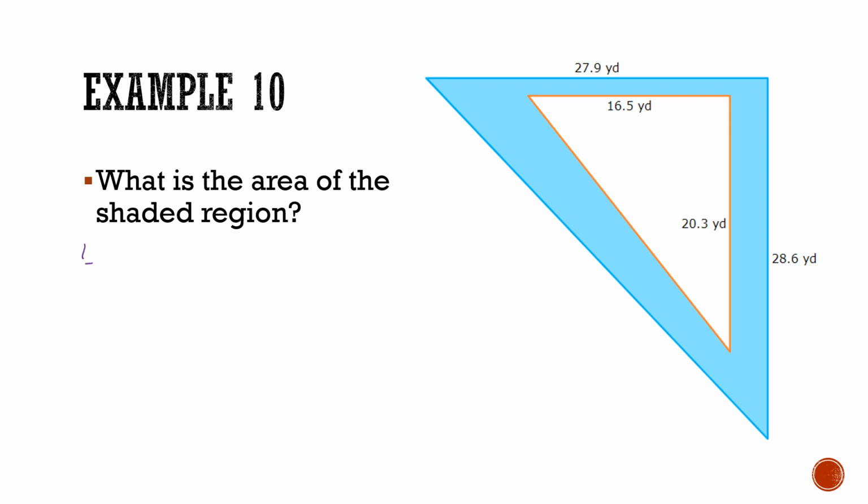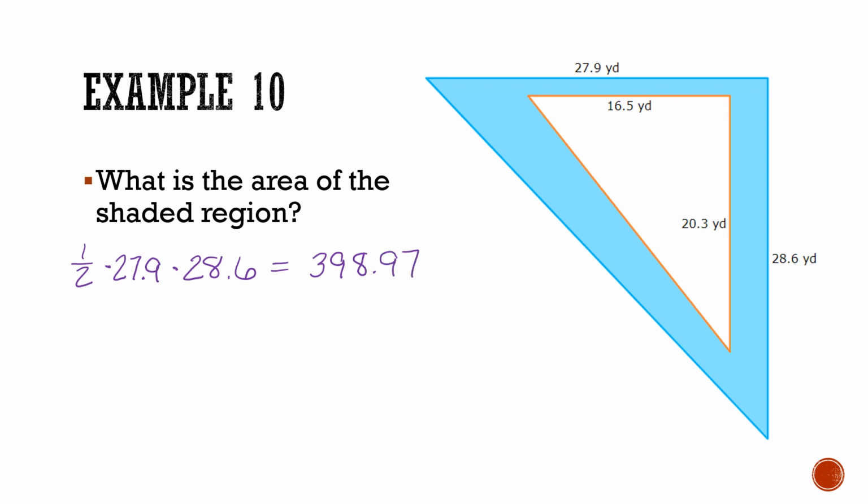So we're going to do a half times the base of the blue triangle first, so 27.9, times the height of it, which is 28.6. So a half times 27.9 times 28.6 gives us 398.97.